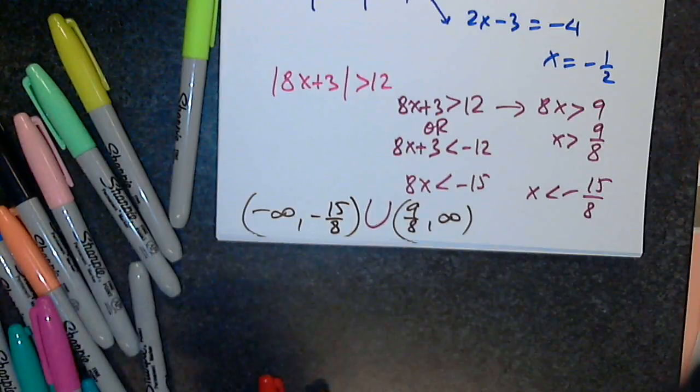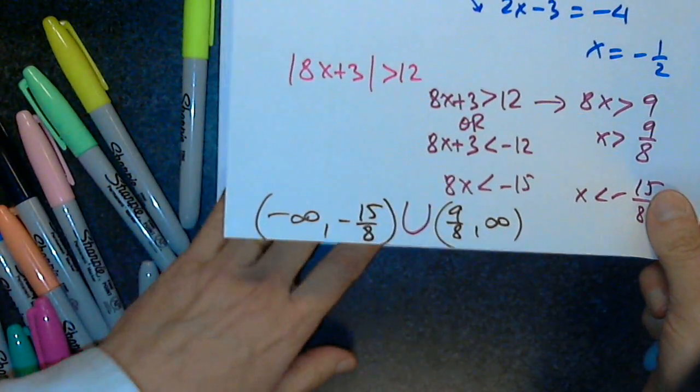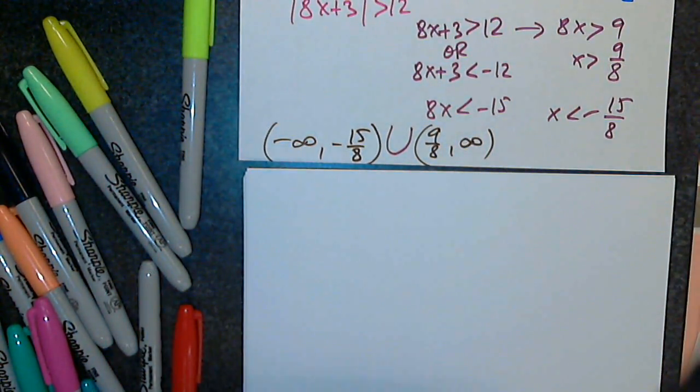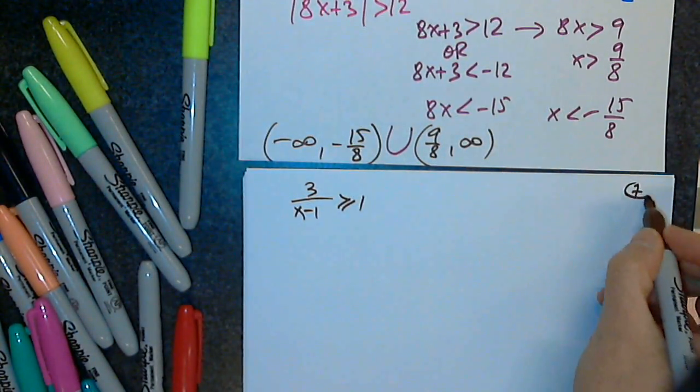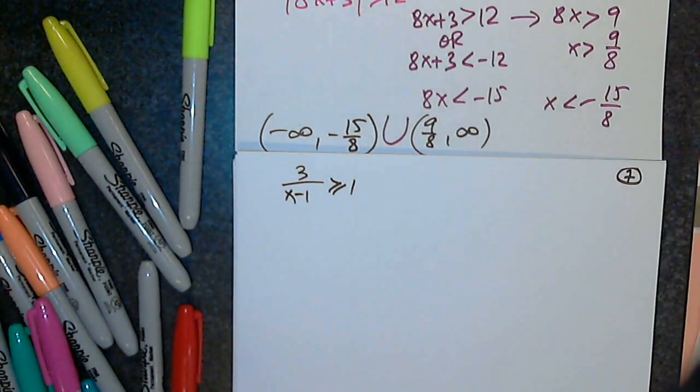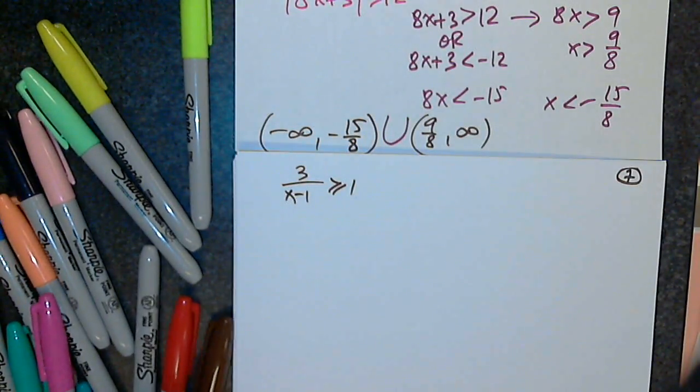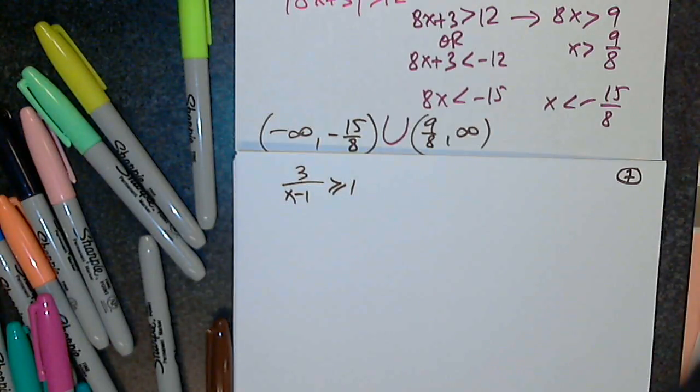Okay, so let's work on B. 3 over x minus 1 greater than or equal to 1. Any questions on this problem? How are we going to solve this? What is the procedure for this? What is it, first of all?